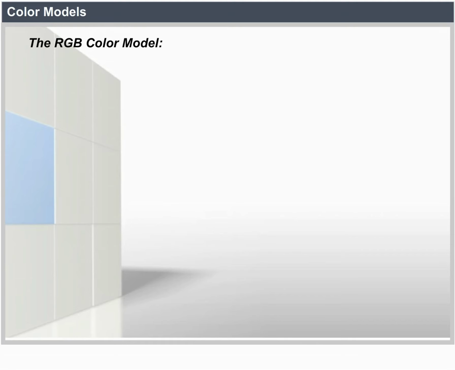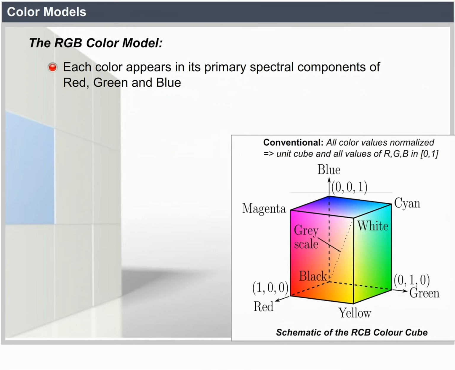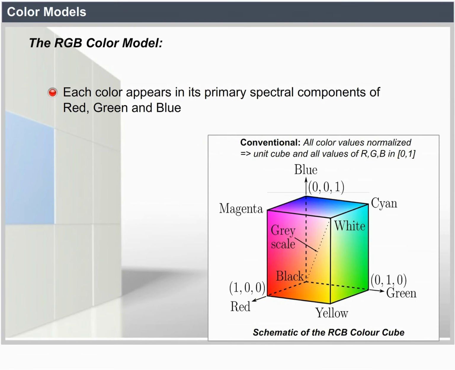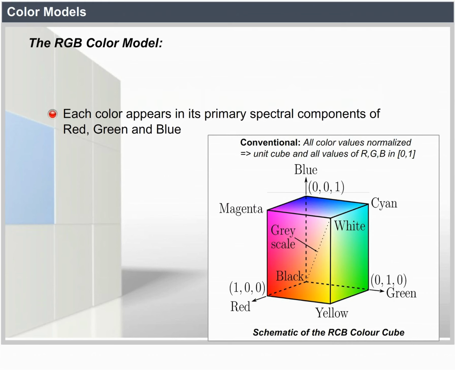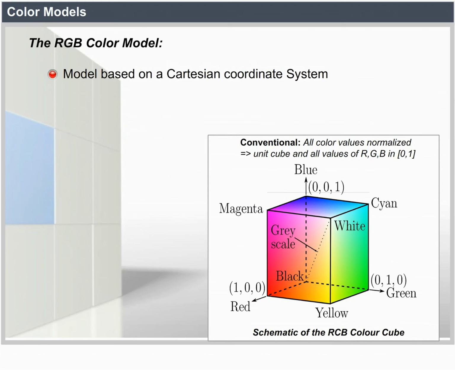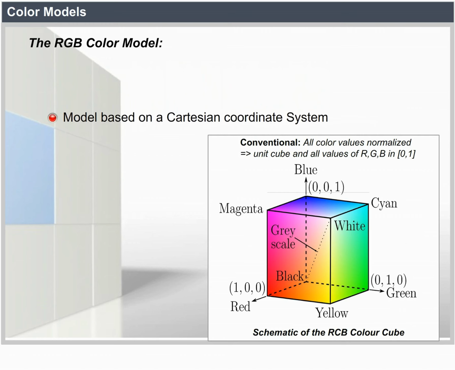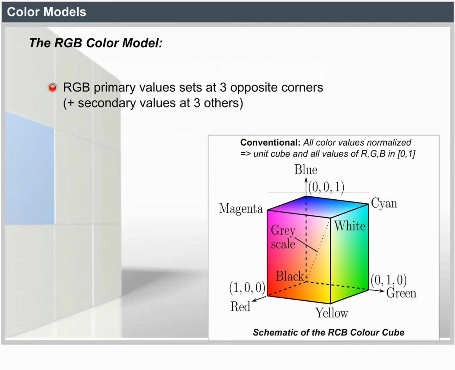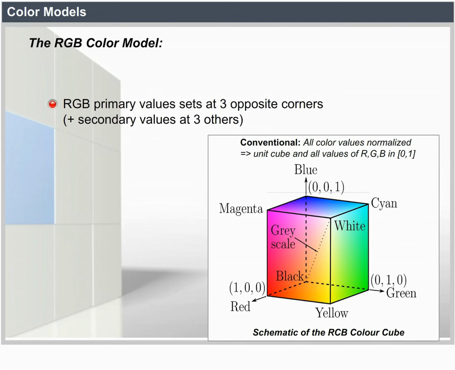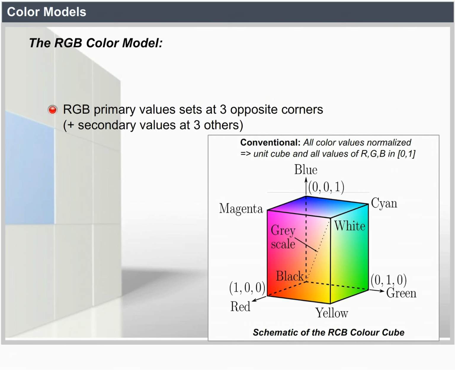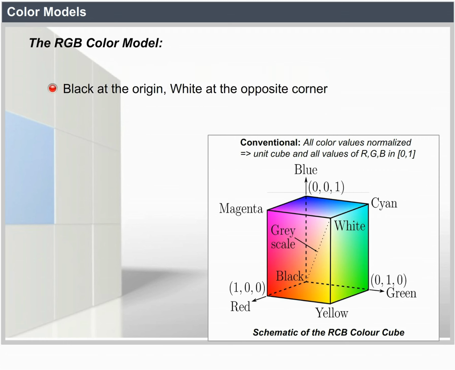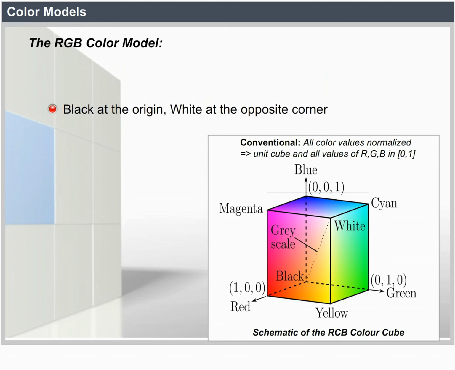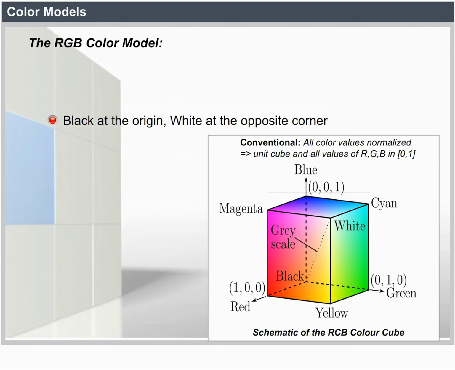The RGB color model. Each color appears in its primary spectral components of red, green, and blue. The model is based on a Cartesian coordinate system. The color subspace is a cube, with RGB primary values at three corners and secondary values at three others. Black is at the origin, white at the opposite corner. The figure shows a schematic of the RGB color cube.